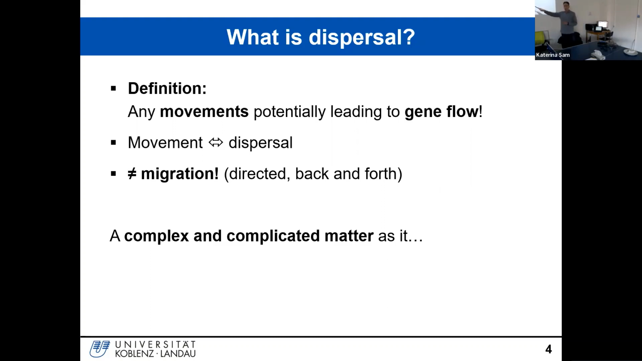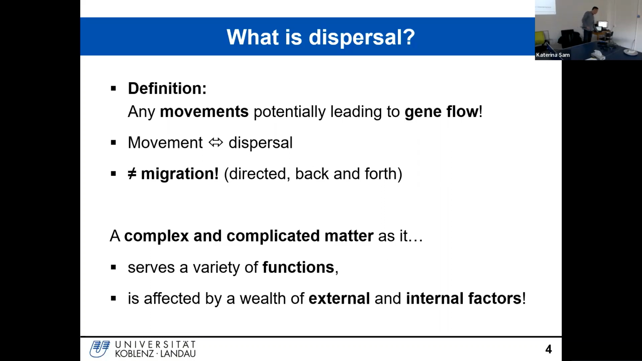But it's not connected with migration, at least not directly, because migration is a directed process, whilst movement or dispersal is not directed towards a defined direction, like south-west in our migratory birds, and it's typically back and forth. So movement and dispersal are connected, whilst migration is something different, and it's a complex matter. And why is that? It's because it serves a variety of different functions and because it's affected by different external as well as internal factors.